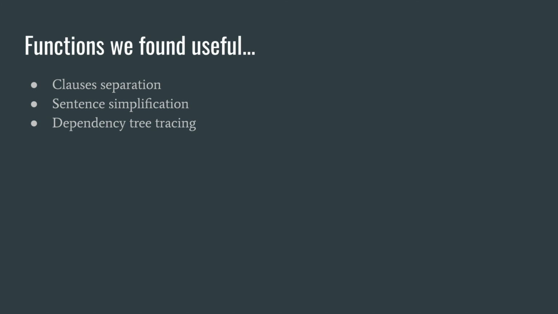Another technique we used is dependency tree tracing. Each word in the sentence has its parent and children based on its dependency grammar role. We use dependency tree tracing to find the root, subject, etc. That's all for our development process.